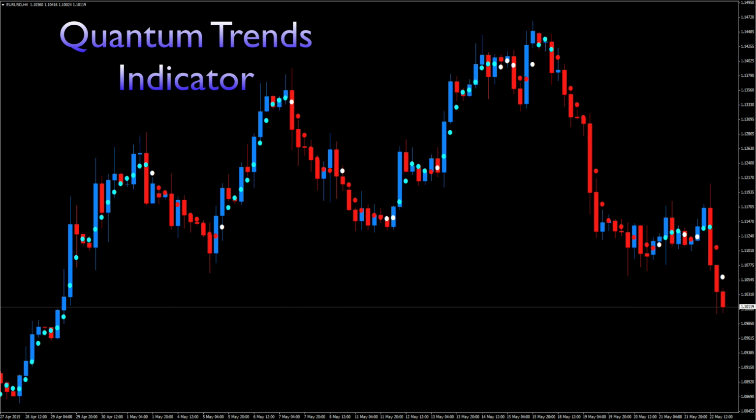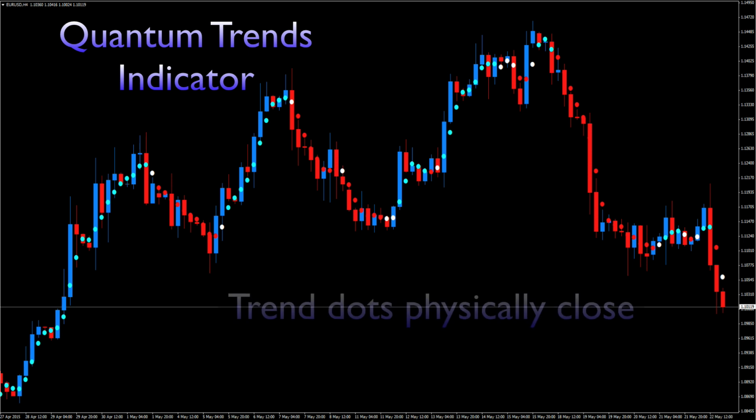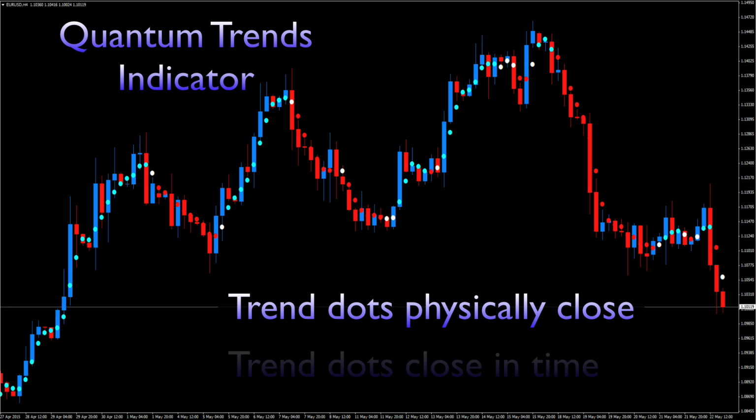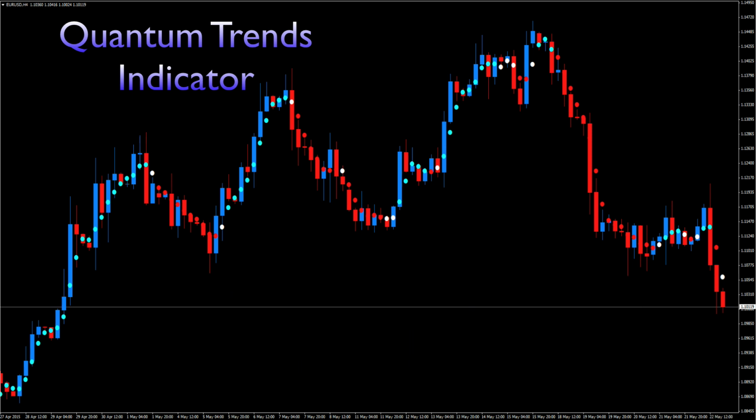And this is why the trend dots themselves are very close to the price. Not only are they close physically on the candle, they're also very tight in terms of how they move in relation to the trend, the formation of the trend, and the changes in trend. So the trend dots and the price action are very close together.